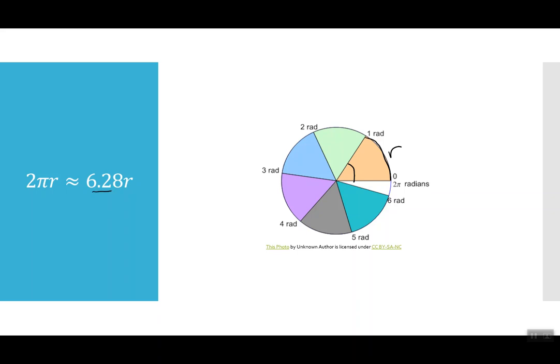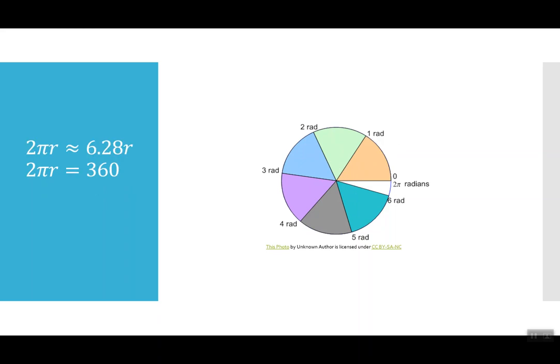So notice we have this 6.28 r. So I have 1, 2, 3, 4, 5, 6 of my r, and then a little bit left over. So this is showing you that the circumference, 2 pi r, gives me 6.28 radians if I'm looking at my angles.